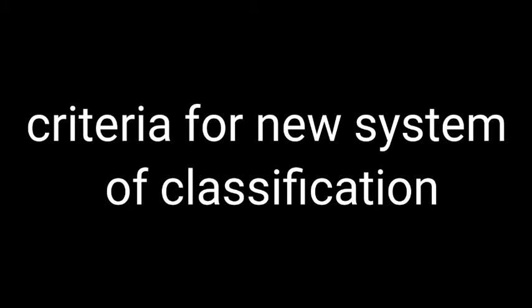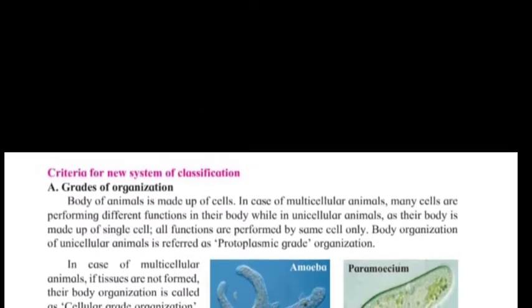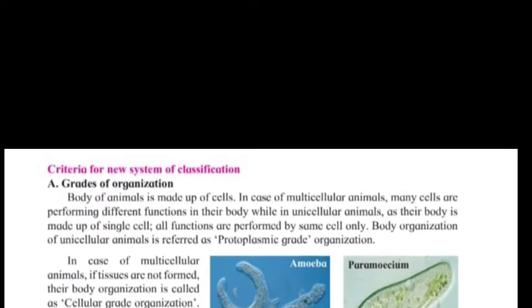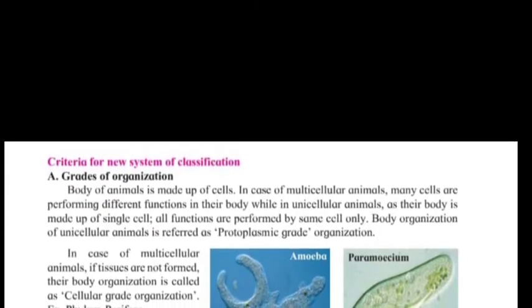In this video module we are going to discuss the criteria for the new system of classification. In that, first is grade of organization. In this grade of organization, the body of an animal is made up of cells.